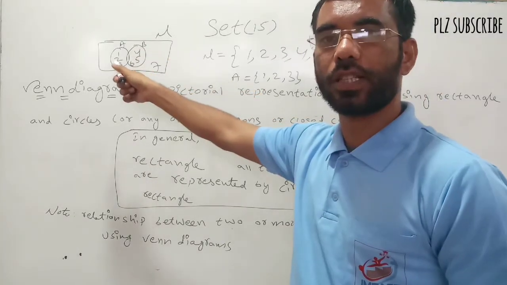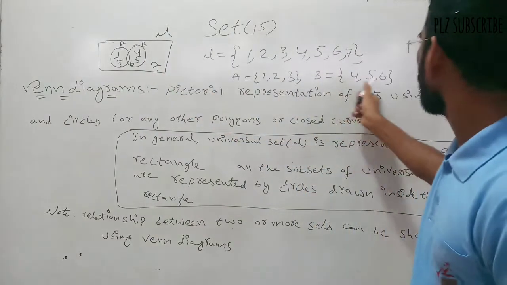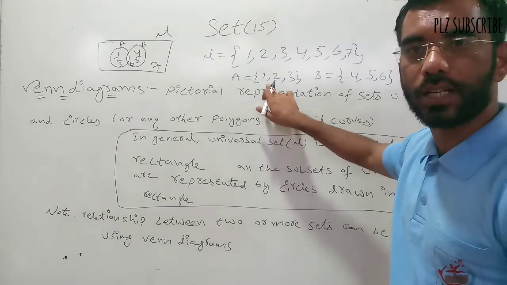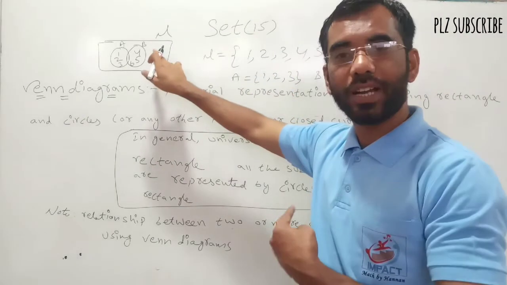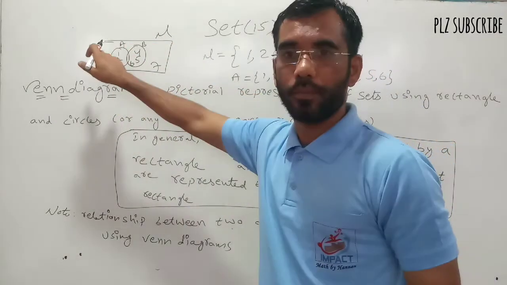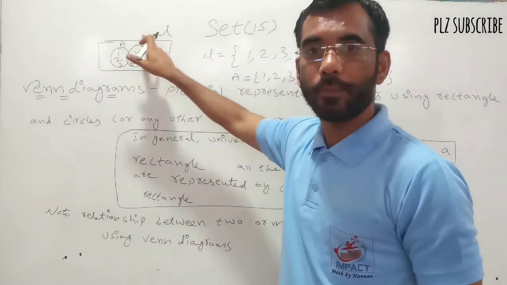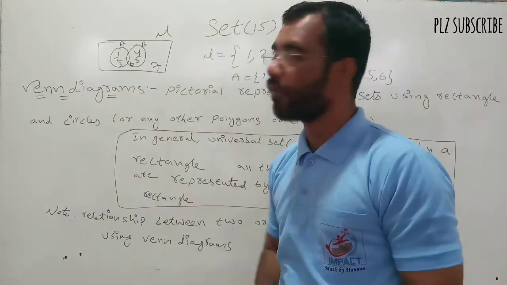In set A, the elements are 1, 2, 3. In set B, the elements are 4, 5, 6. And 7 is not in set A and 7 is not in set B, but 7 is in the mu set. So, representing the data: this is the rectangle, the mu set. In this one, A has 1, 2, 3 and B has 4, 5, 6.